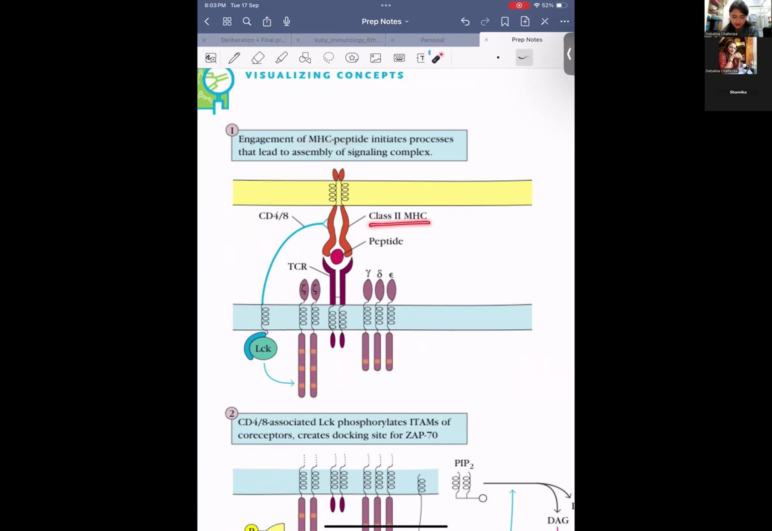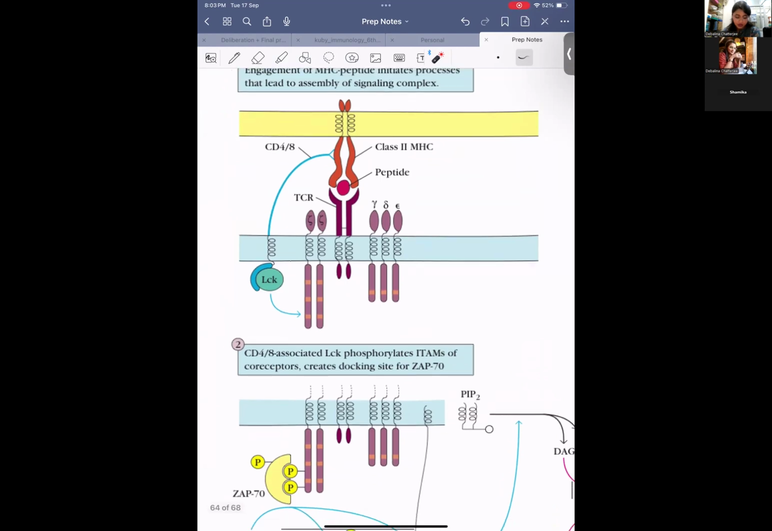This is class 2 MHC peptide being presented by your APC, and this is a T helper cell. So if you look here, class 2 MHC along with the peptide is getting presented to the TCR. Along with the TCR, we have the associated CD3 molecules, right? And we have a co-receptor here, the CD4 co-receptor, or it could be the CD8 co-receptor, but they have mentioned it to be class 2 MHC, so this essentially has to be a CD4 receptor.